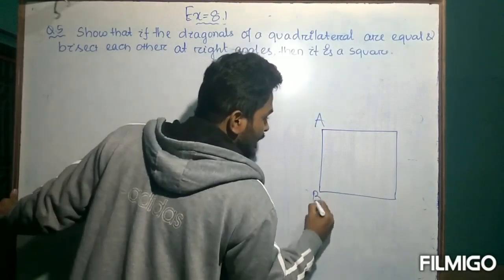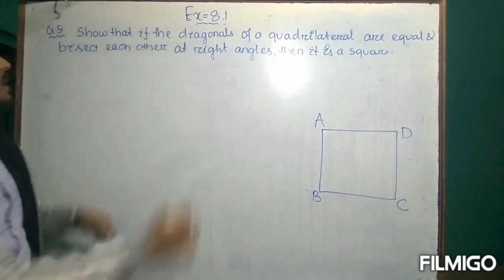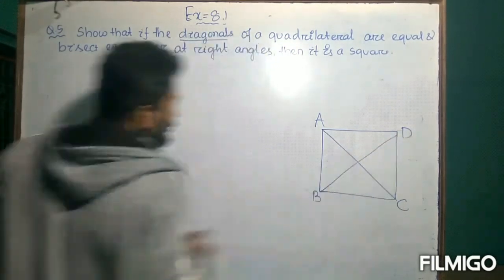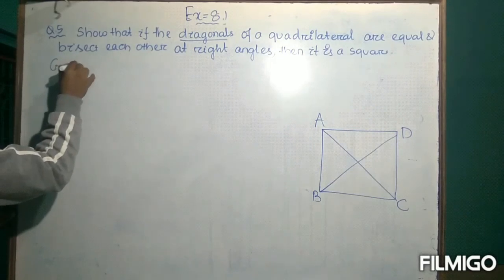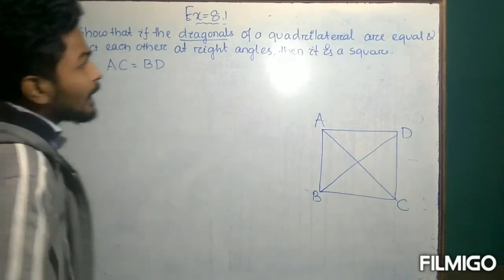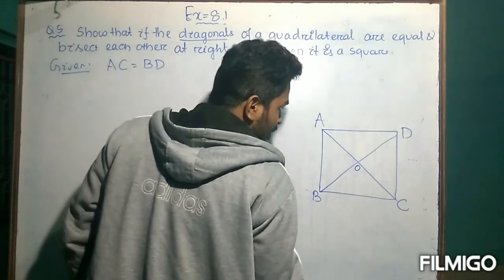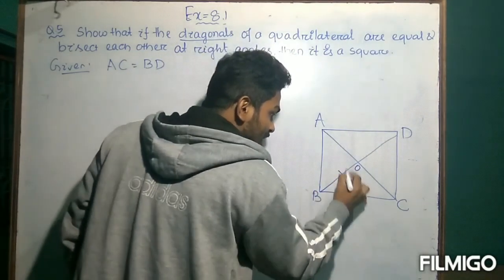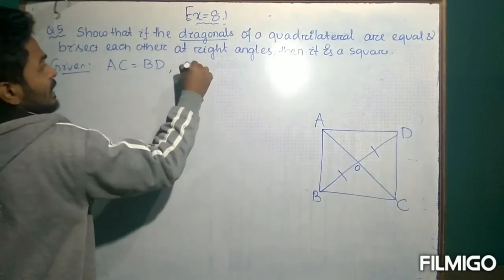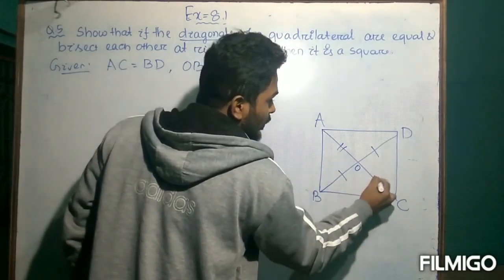Okay, A, B, C, D. In this quadrilateral it is given the diagonals AC and BD are equal and bisect each other. It means this is the point of intersection. They bisect each other means this half is equal to this half. So OB is equal to OD and OA is equal to OC.